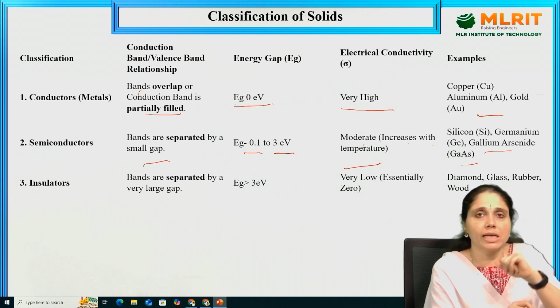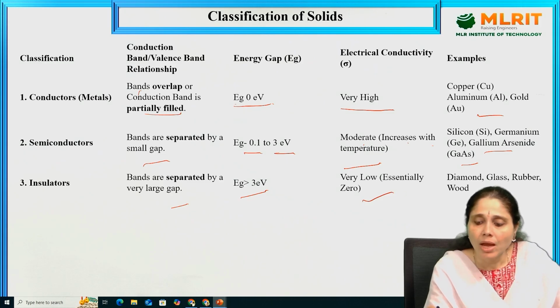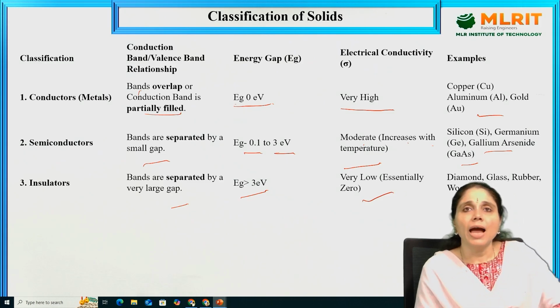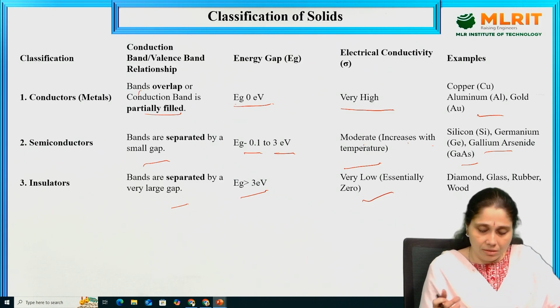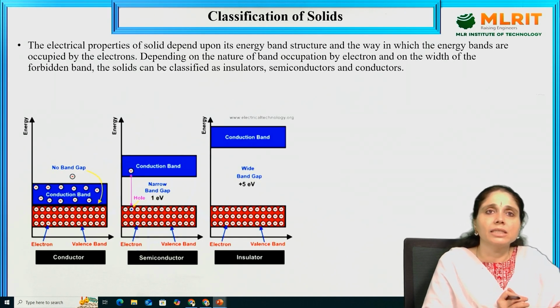And what are insulators? The bands are separated by a very large gap, greater than 3 electron volts, up to 6 electron volts. They have very low conductivity, essentially 0. Diamond, glass, rubber and wood are examples of insulators. So this is how the classification occurs.